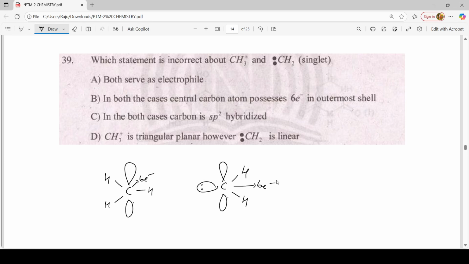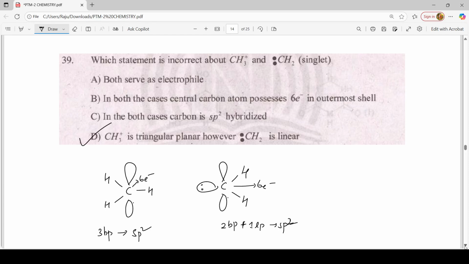That is also correct. In both cases, carbon is sp2 hybridized. Yes. Here there are 3 bond pairs. As per VSEPR theory, 3 bond pairs means sp2 hybridization. Here there are 2 bond pairs and 1 lone pair, so this is also sp2 hybridization. Come to the case of option D: the methyl carbocation is trigonal planar. However, carbene is linear. So carbene is not linear, students. Carbene is also trigonal planar. That is option D.